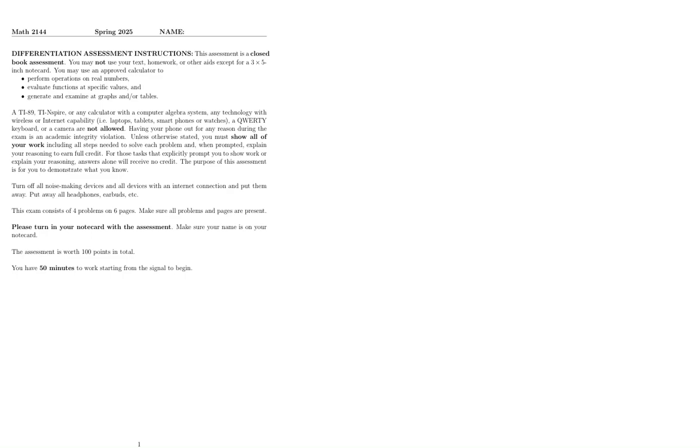So this is a differentiation assessment from the spring 2025 semester for Calculus 1 at Oklahoma State University. The first page just asks you to compute derivatives. So we'll just go through and compute these derivatives.